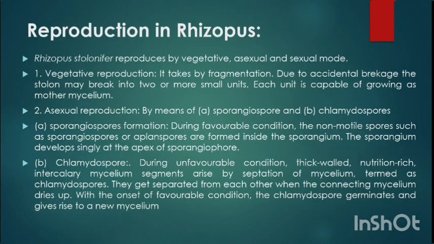comes the reproduction. Rhizopus stolonifer reproduces vegetatively as well as asexually and sexually. So vegetative reproduction takes place by fragmentation, and this is due to the accidental breakage of stolons, and the stolon breaks into two or more parts. Each unit is capable of growing as a new individual. Next is asexual reproduction by means of producing sporangiospores and chlamydospores.